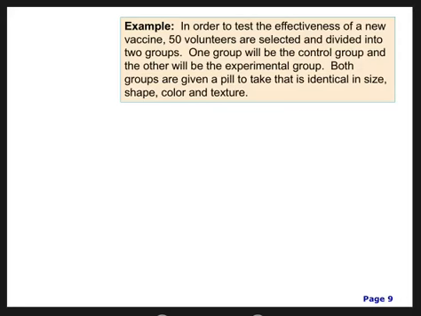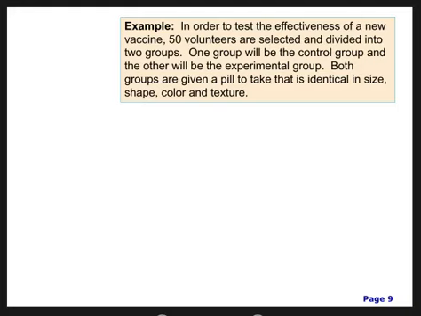Okay, so here's an example. In order to test the effectiveness, and this is completely not realistic, but in order to test the effectiveness of a new vaccine, 50 volunteers are selected. We divide them into two groups. One group is given the control, and the other is the experimental group.